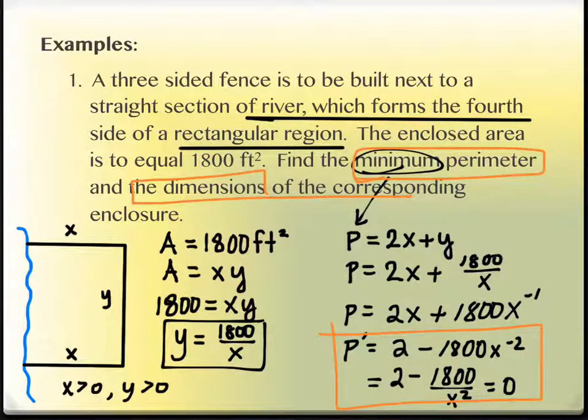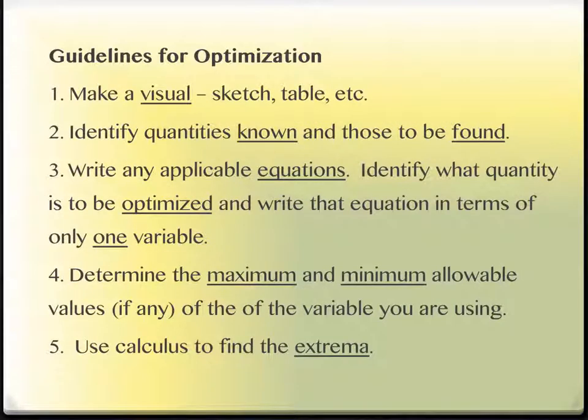We're going to do number 2 over here. Just a reminder real quick. Things about optimization, we want to look for a sketch if we need to draw one. Identifying what we know versus what we don't know. Equations that relate those quantities together and getting them in terms of one variable. We had to make sure we were careful to do that on the last problem. And then determining maximum and minimum allowable values. That one's something that's really easy to forget to do, step number 4.